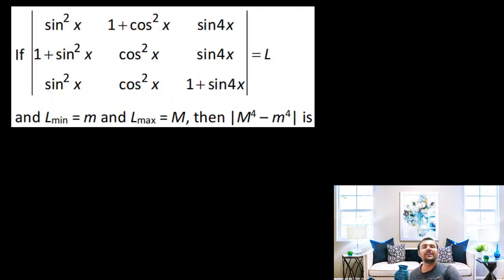So Chiranjeevi, today's exam was a bit lengthy, but doable question. Okay.